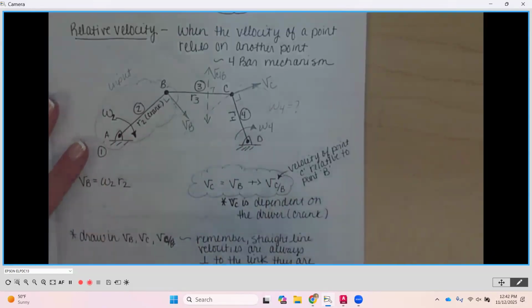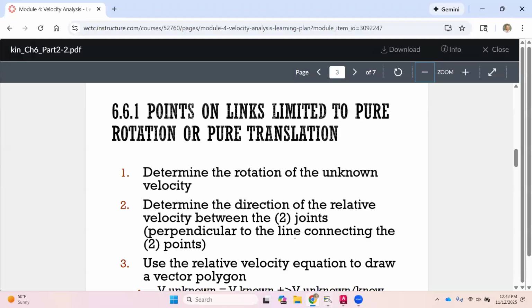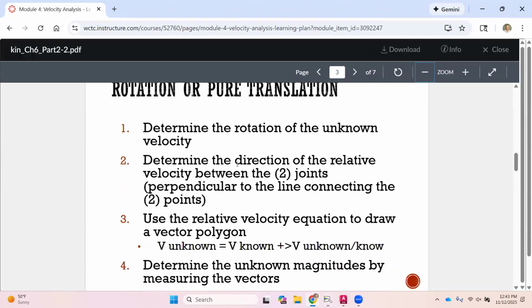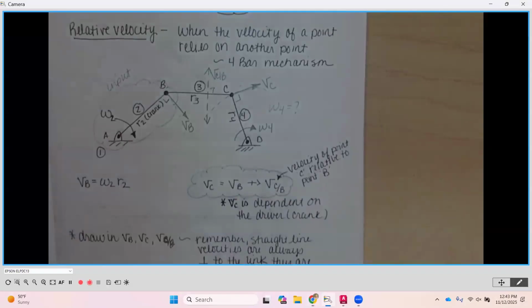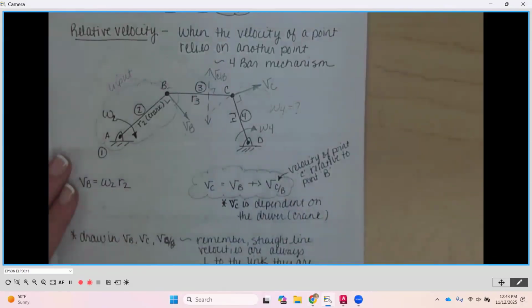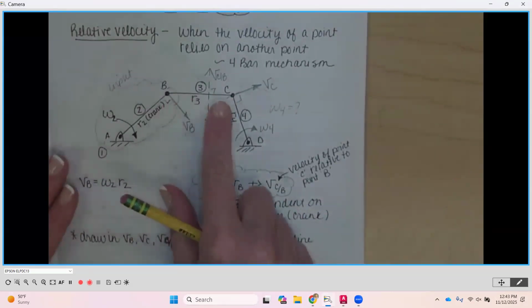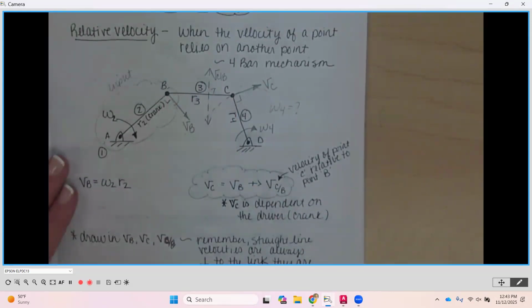And it's probably going to also be going to the right or in a clockwise direction. You just want to visualize that to start out with, okay? Then the second part is to determine the direction of the relative velocities between the two joints. So that means when we go back over here, the relative velocity is going to be this C relative to B, okay? And it is going to be perpendicular to the link connecting your known and your unknown variables.